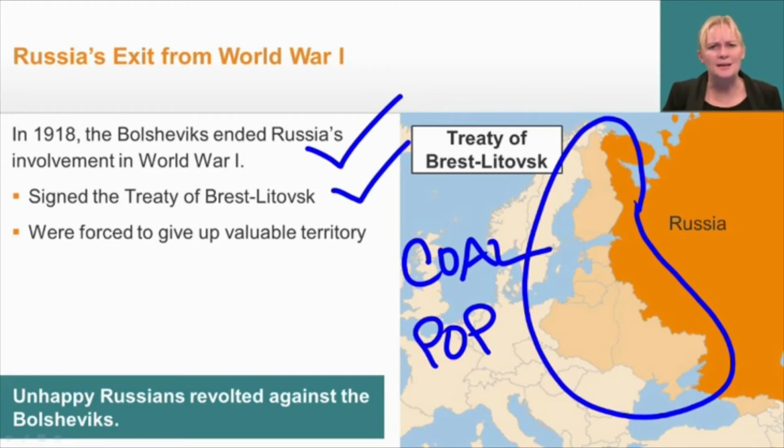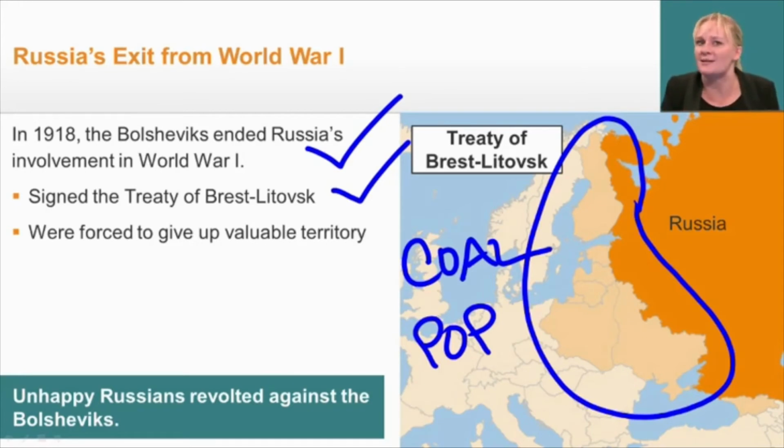So why did the Bolsheviks agree to give up this huge piece of land? Well, it was because they believed that if they didn't give the Allies what they wanted, the Allies would come in, find the Tsar and put him back into power. So the Bolsheviks didn't want that to happen. They wanted to remain in power. So they agreed to give up all this land. So that was the cause.